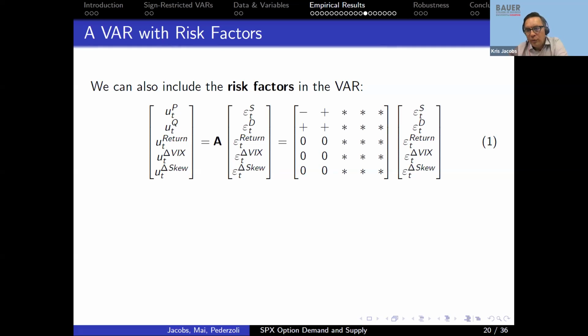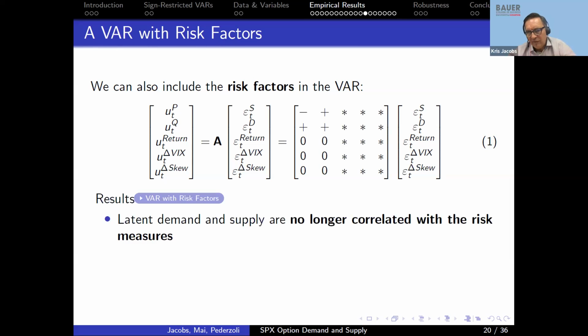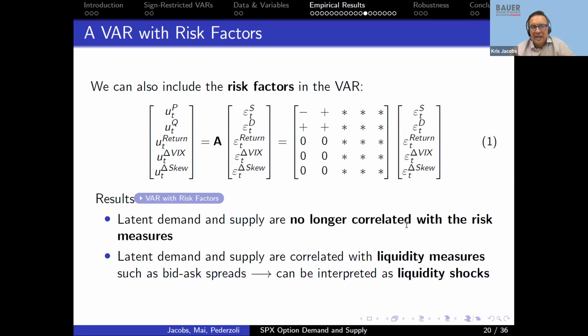My honest opinion is that in some ways I prefer the two variable VAR because it's simpler. Here you've got to be careful to include variables that matter, because otherwise my guess is that it's going to affect the precision of your estimates. But nevertheless, when you do this, you get a fairly consistent answer, which is that if you put some of these variables in there and then look at the latent demand and supply, if you regress them on those variables, that's no longer there, that's taken care of.